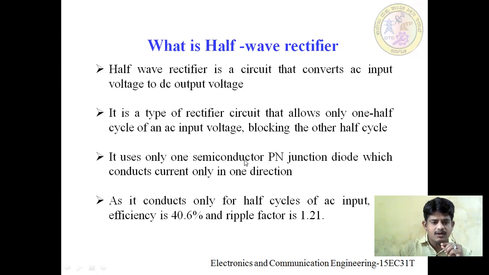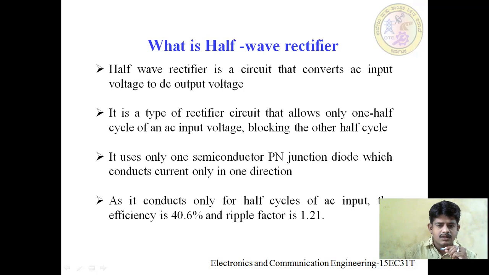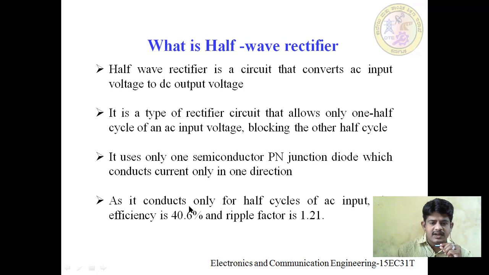And one more thing we must remember: what is its efficiency. It conducts only for half cycle of the input signal. Its efficiency will be 40.6%. So you have only 50% that you are passing at the output side, then it will be filtered out and go through other processes. So you can expect less than 50%. So it will be 40.6.